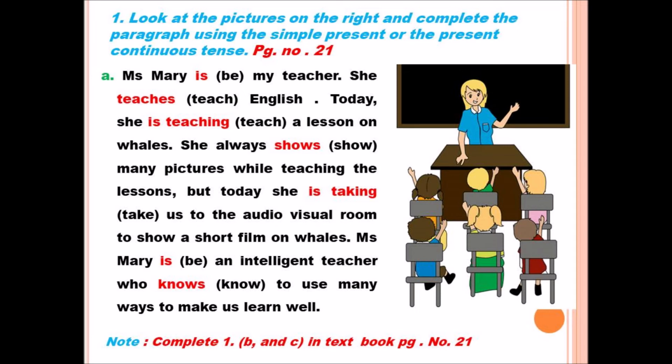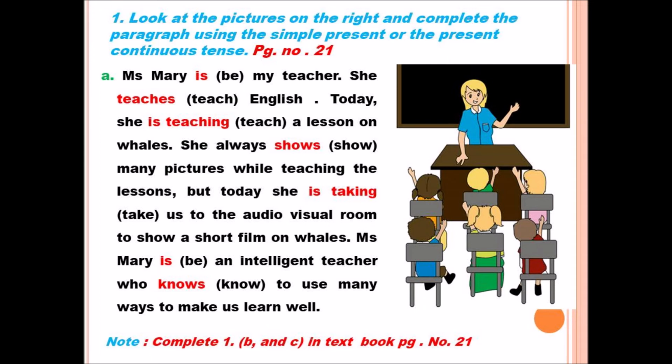She teaches English. Today, she is teaching a lesson on whales. Here, a verb is given in the bracket: teach. Why have we used "is teaching" here? Because "today" is the keyword for the present continuous tense. So, we must use the be form of the verb plus the main verb plus ing. Here teach is the main verb, and she is the singular person. So, we have to use "is" plus teach plus ing. So, we have used "is teaching" for the present continuous tense. Today she is teaching a lesson on whales.